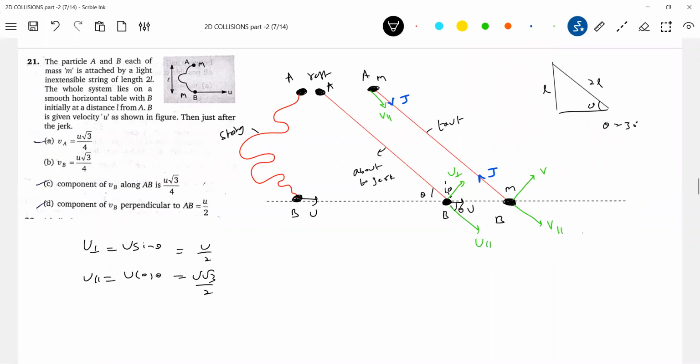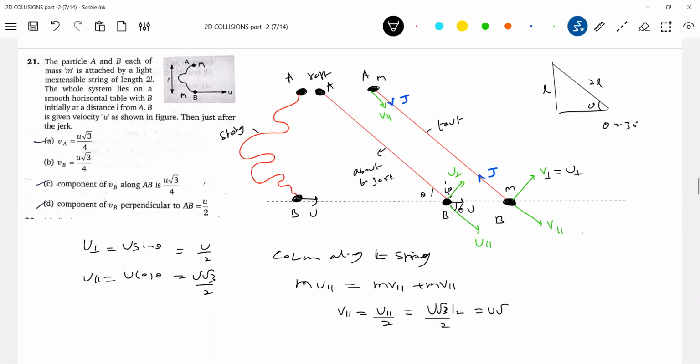So what should happen to V perpendicular? V perpendicular must be equal to U perpendicular. The component will not change. How to calculate V parallel? Applying conservation of linear momentum along the string. Initial momentum is m u parallel, final momentum is m v parallel plus m v parallel. So what is v parallel? U parallel by 2. U parallel is u root 3 by 2, by 2. So u root 3 by 4, and this should be equal to u by 2.